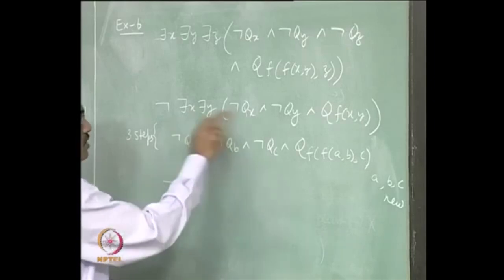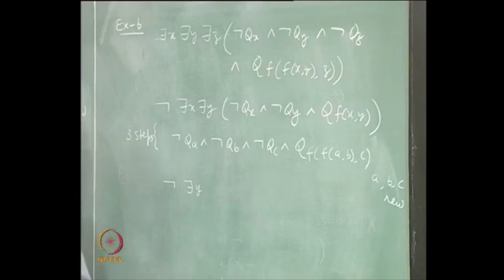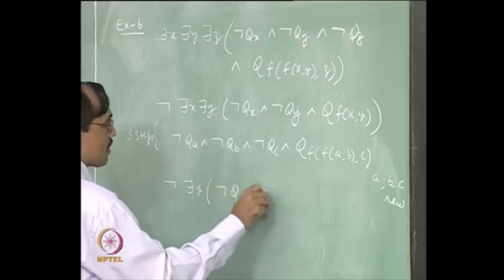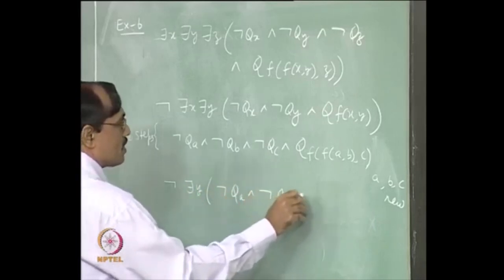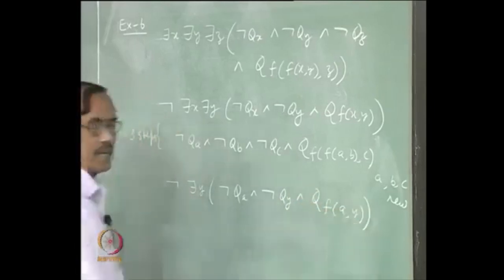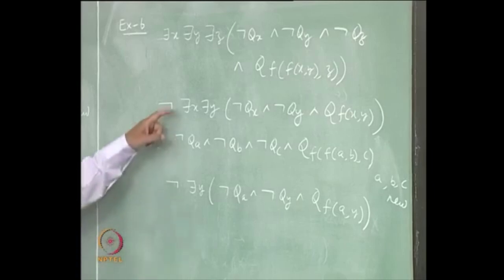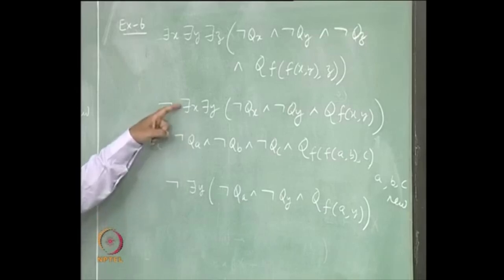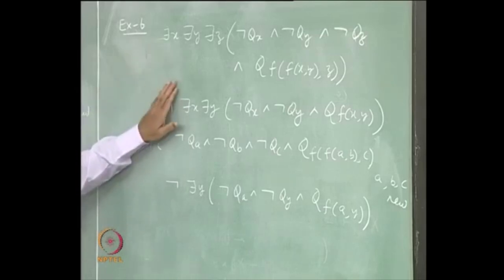there is, this is universal. So, I can use any constant, the same constants I can reuse. So, not there is y, not q a. I am taking steps here, not doing it all at a time. Okay. This comes from this, not there is. This one, from the beginning, this entails this one.